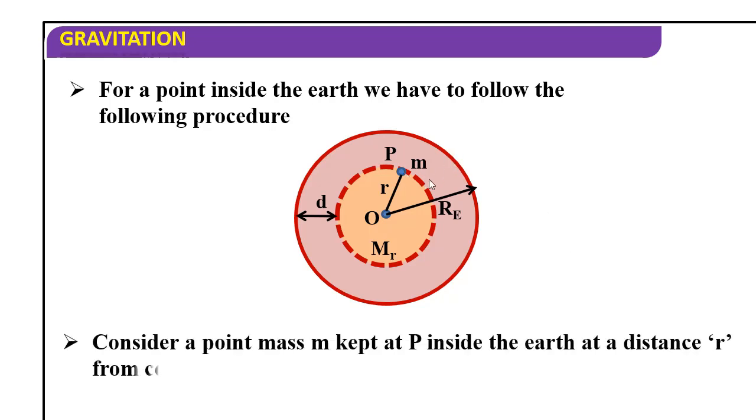Because inside the shell it is 0, we discussed the two shell theorems. Inside a spherical shell, the gravity is 0. So only outside the shell we have to calculate. This inner shell only will be acting like a point mass and these two will be acting on each other. So consider a point mass m kept at a point p inside the earth at a distance r from the center of the earth. This is the distance, okay.